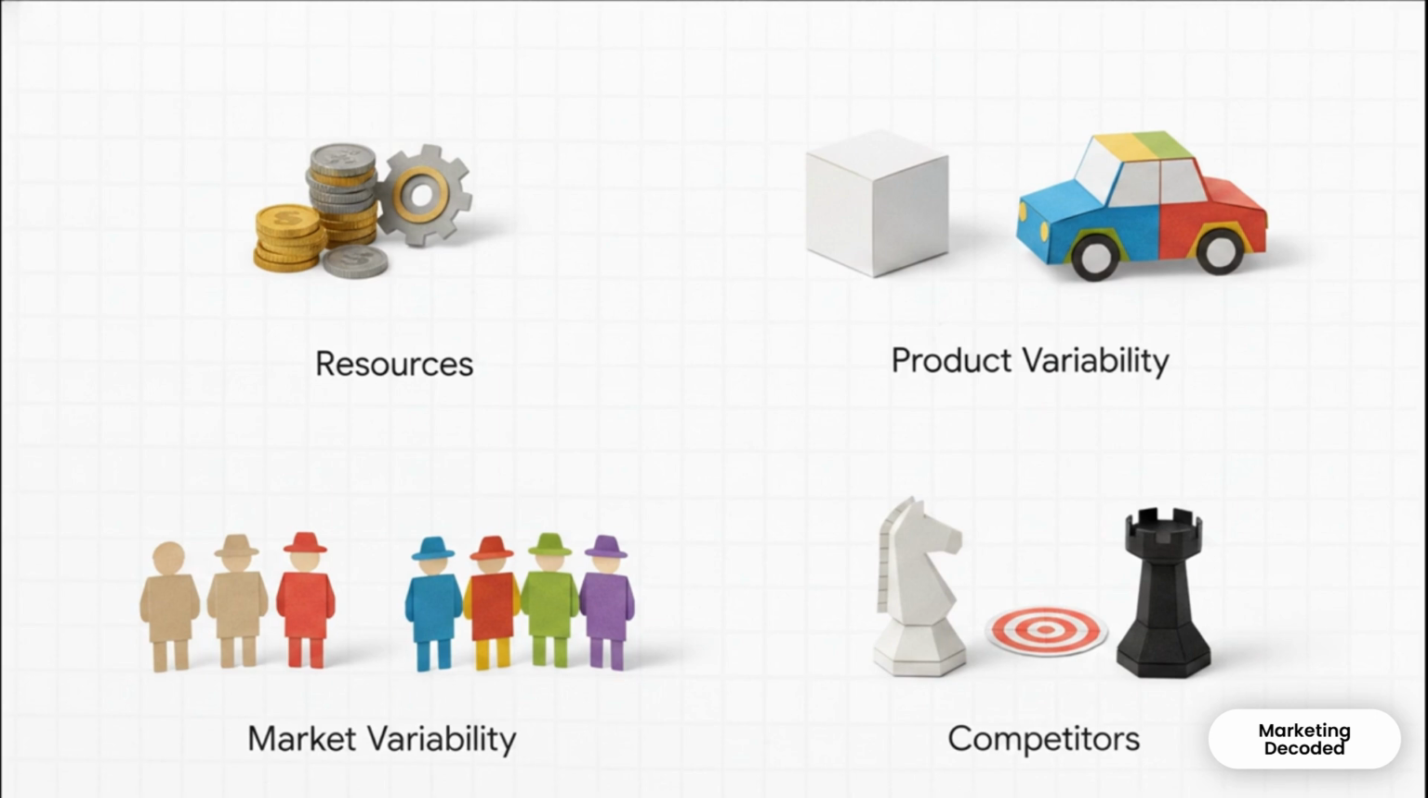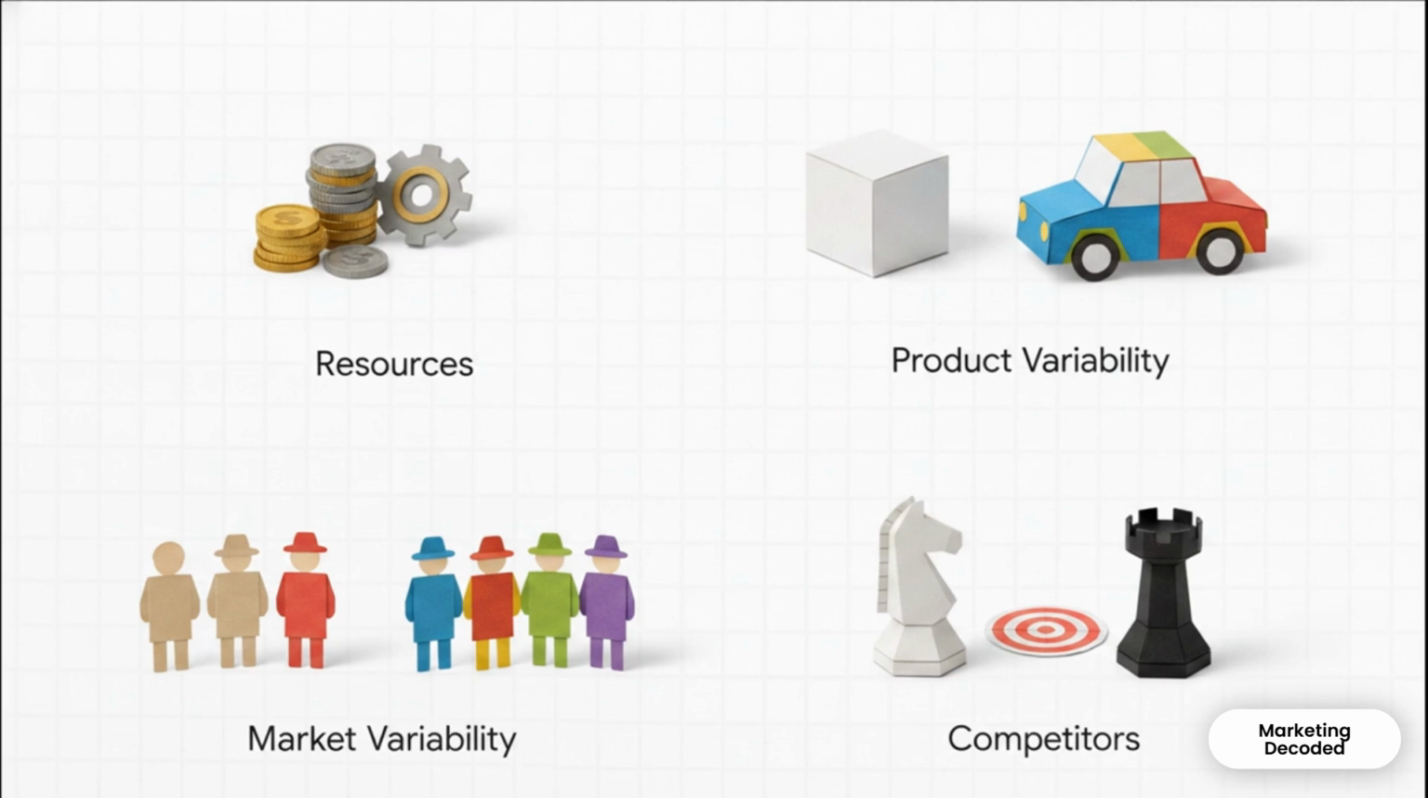Factor 1 is resources. Are you a startup with a really tight budget? If so, you concentrate. Don't spread yourself thin across the whole market. Find a niche and own it. Factor 2 is product variability. Is your product basically the exact same for everyone, like salt or sugar? Then undifferentiated targeting is your best bet. But if your product can be heavily customized for different needs, like cars, you absolutely must go differentiated.